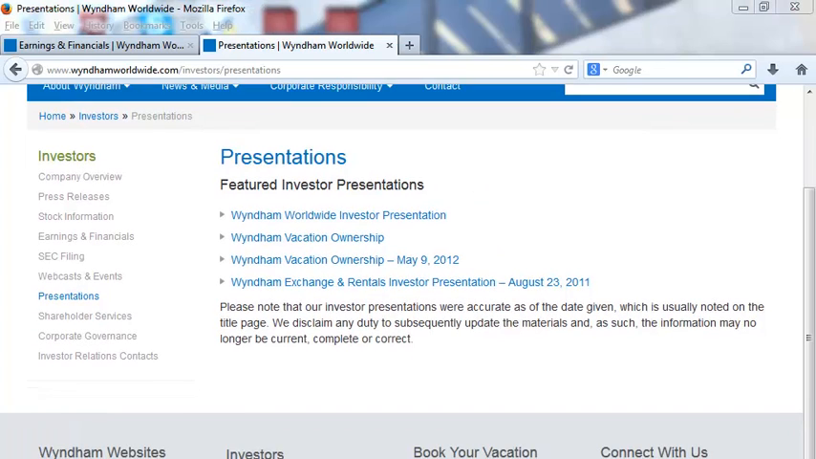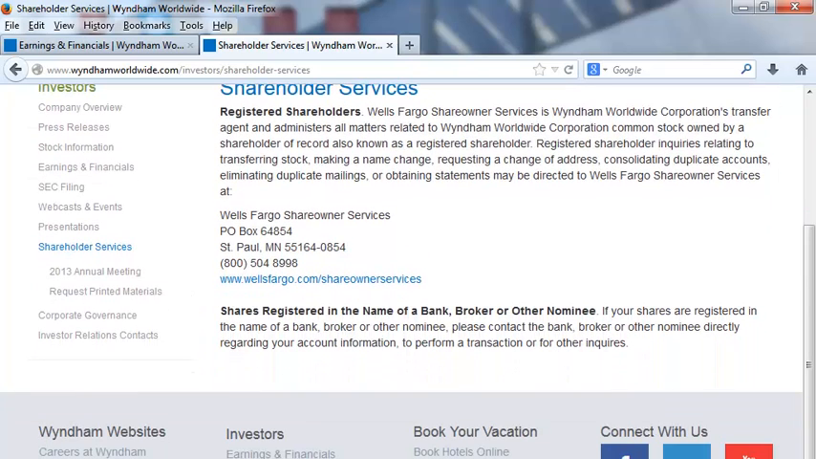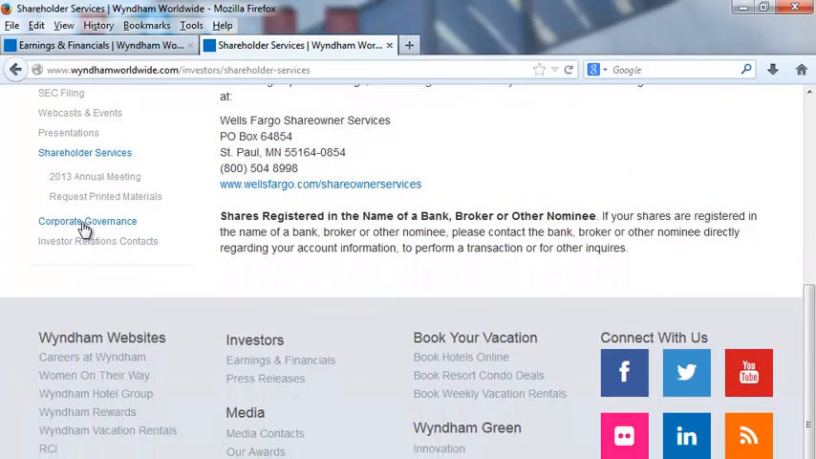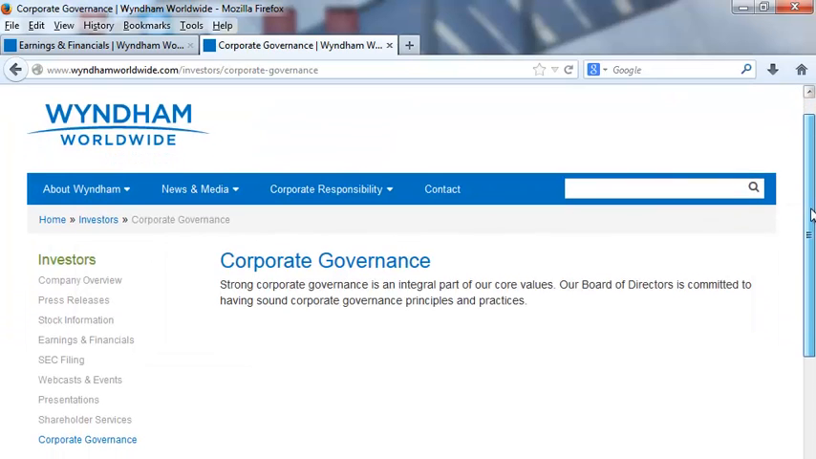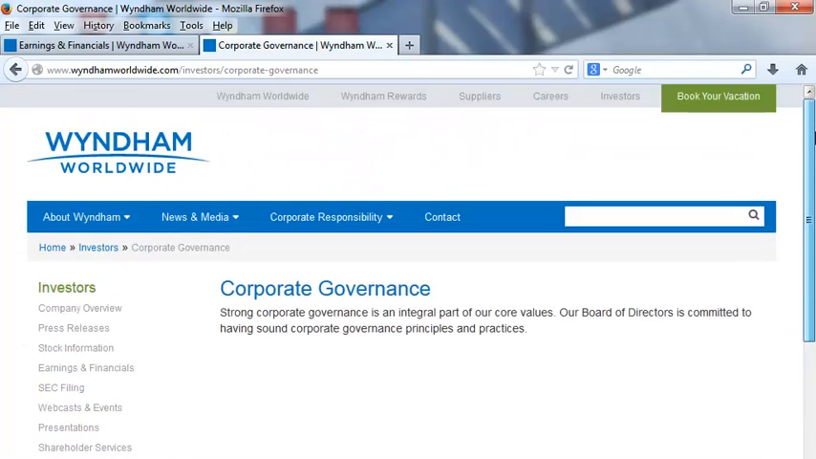You can find information relating to the company's annual shareholders meeting, such as the proxy statement and the annual report on Form 10-K, in the Shareholder Services section. Here you have annual meeting materials. In the Corporate Governance section, companies disclose membership on board committees, as well as committee charters, board guidelines, and codes of conduct. Here's the information on corporate governance that you can get from this company.